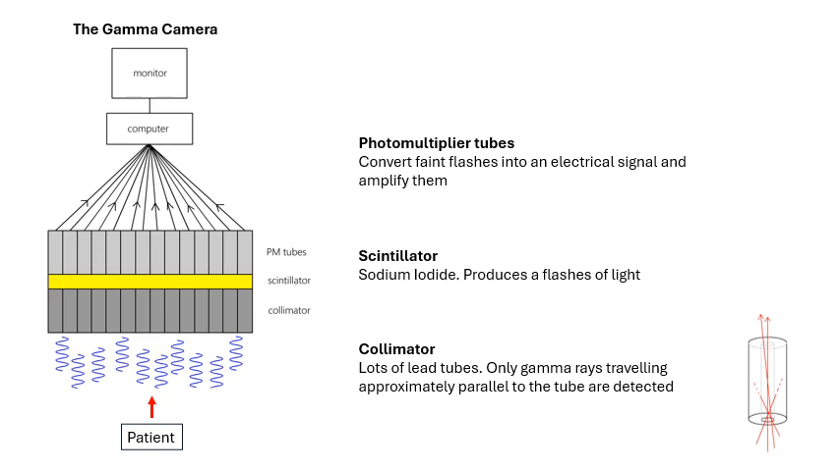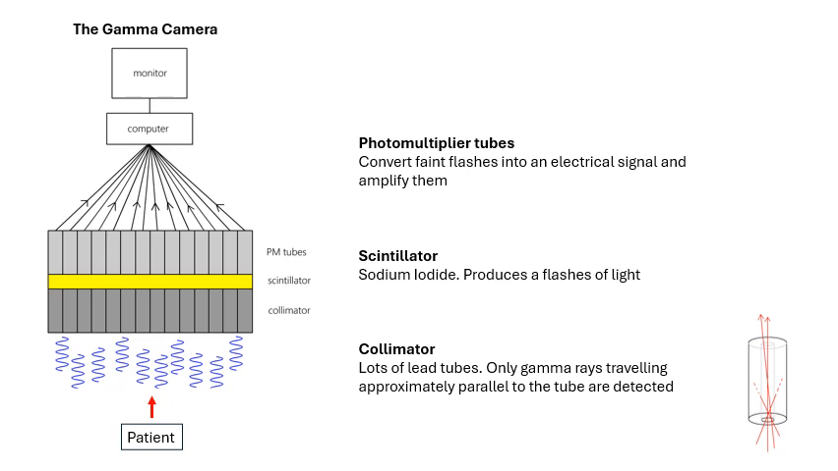The gamma camera, we need to know a bit about how the different bits of it work. Starting at the bottom, the gamma rays have gone through the patient, then they go through a collimator. The collimator is lots of lead tubes, and the idea is that we want only the gamma rays which are traveling parallel to the axis to get through. The ones which have been scattered, going off in weird directions, will be absorbed by the lead, if you look at the diagram. So a collimator produces a parallel beam.